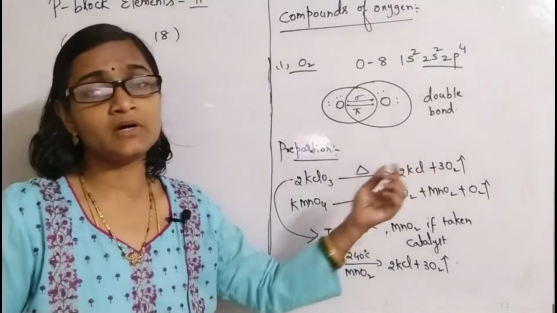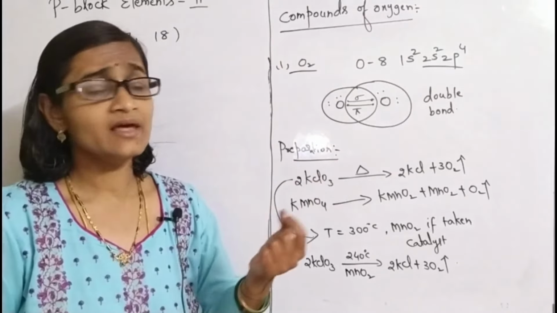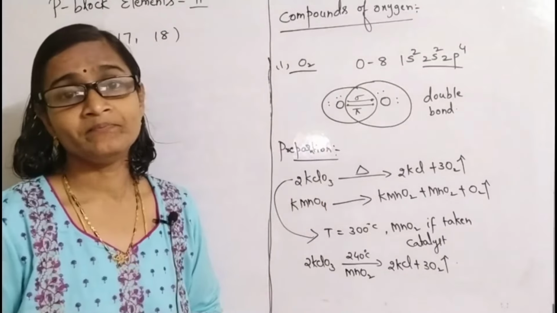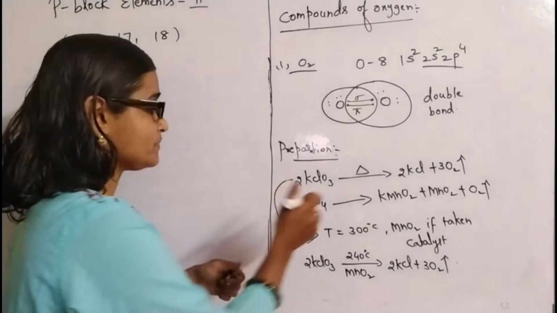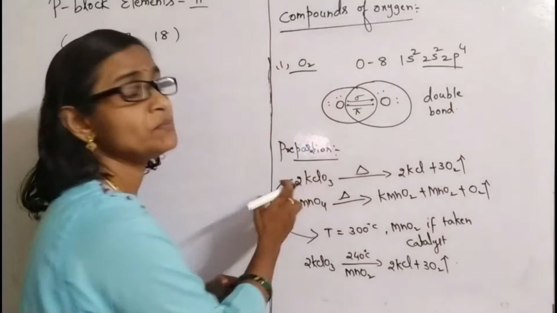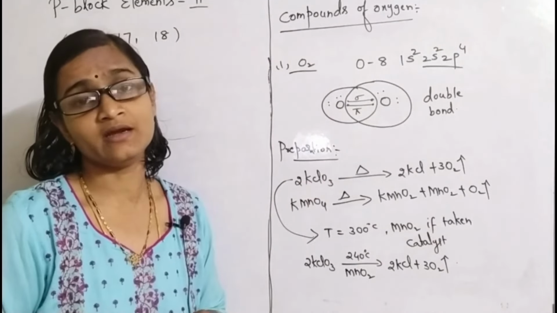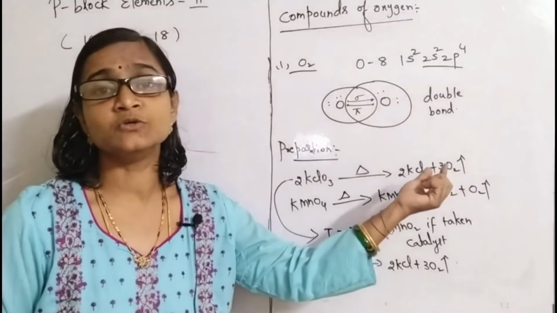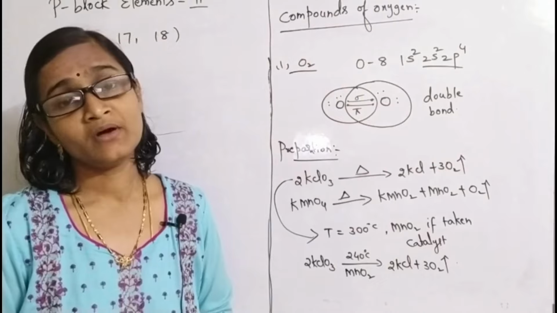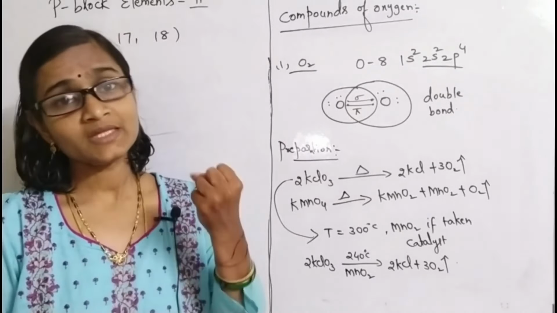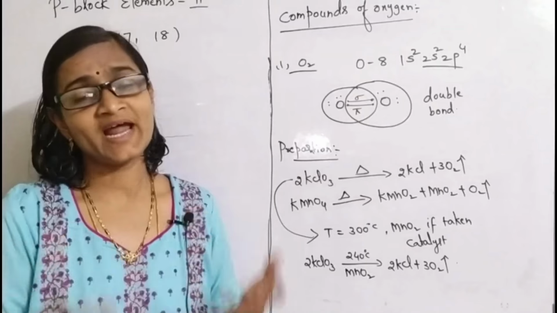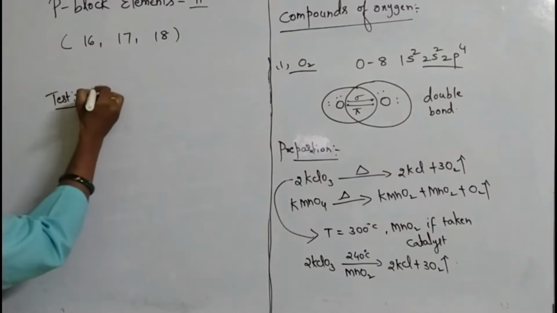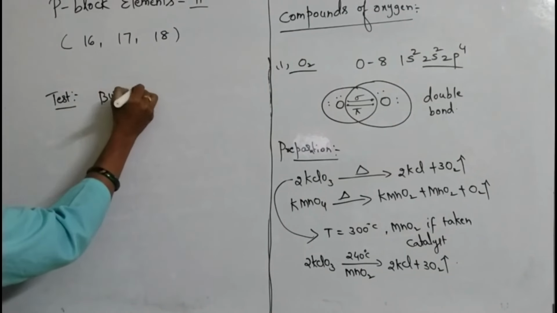If you take a burning or a glowing agarbatti and keep that on the top of the test tube in which the reaction has been done, if you are heating potassium permanganate, then also oxygen is liberated. If you are heating potassium chlorate, then also oxygen is liberated. If you just keep a glowing agarbatti on the top of the test tube in which the reaction has been performed, then that agarbatti catches fire and glows more brightly. So that is the test for oxygen gas. What is the test for oxygen gas? Burning splinter burns more brightly.